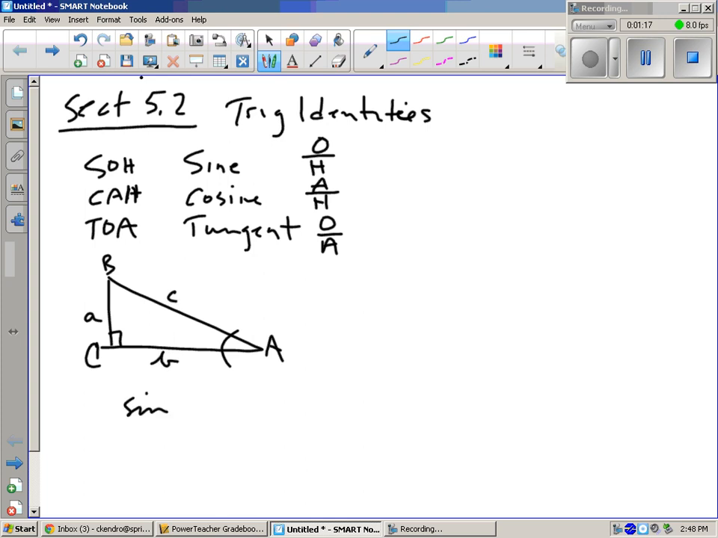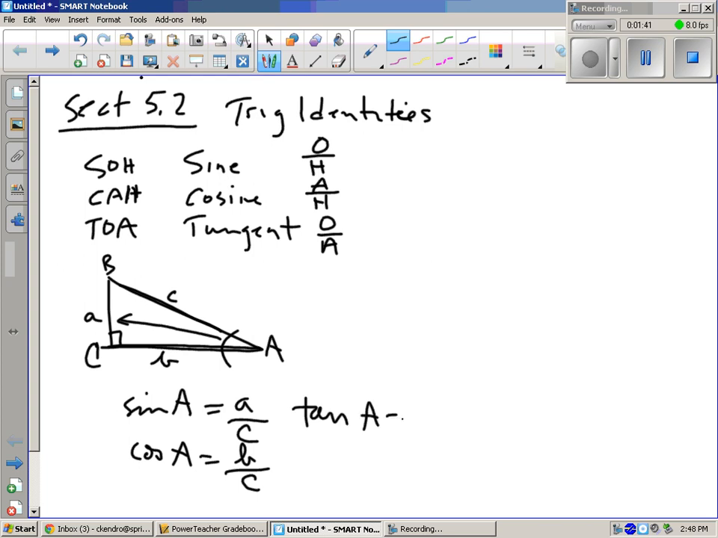So if I wanted to know the sine of angle A, I would take the opposite A over the hypotenuse, which is always across from the 90 degrees, so A over C. Cosine of that angle is adjacent B over hypotenuse, so adjacent is the side touching angle A. And then tangent of A is opposite, which would be A, over adjacent, which is B. So it's all a way to figure out angles and sides when you have limited information.